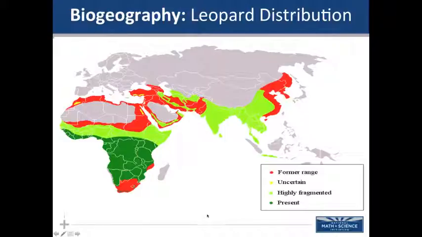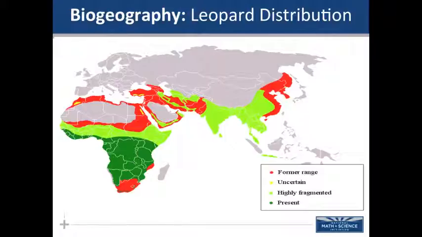So this is a slide that looks at leopard distribution, and the red is showing the former range, and the green is showing the present range. We used to find leopards all up here at the tip of Africa, and up into Asia. And now we had this fragmented situation with the leopards where they were cut off from each other. And now presently only this dark green area has leopards.